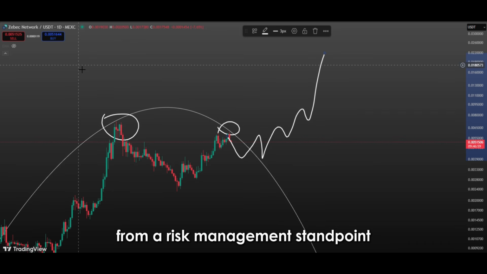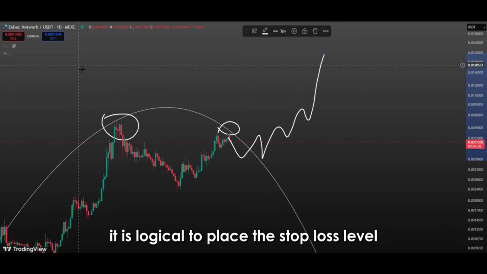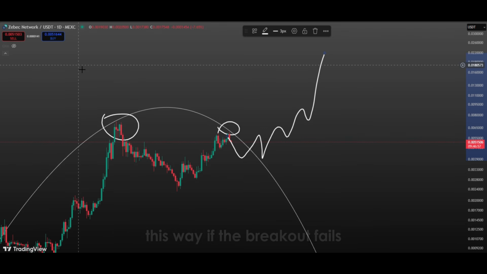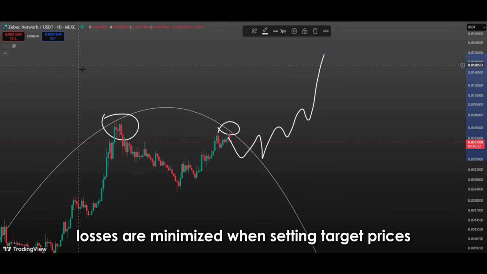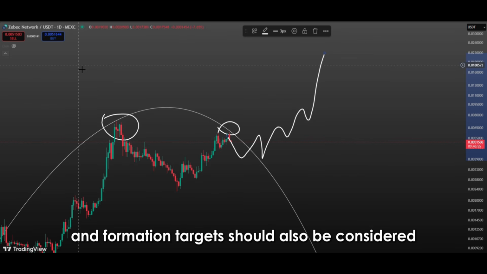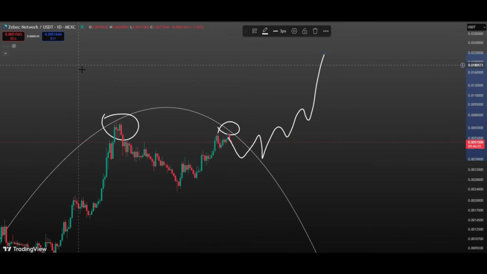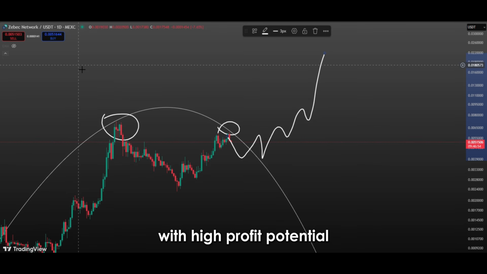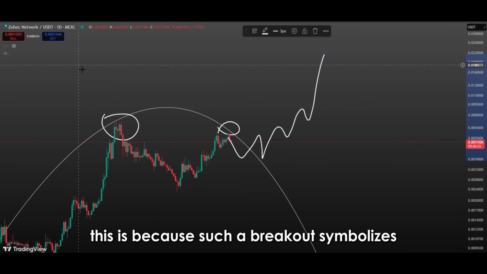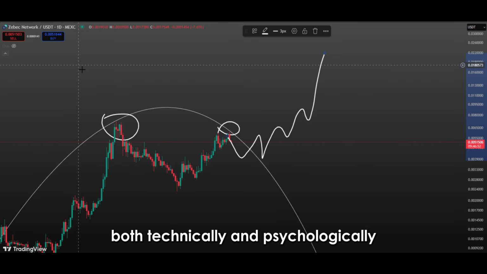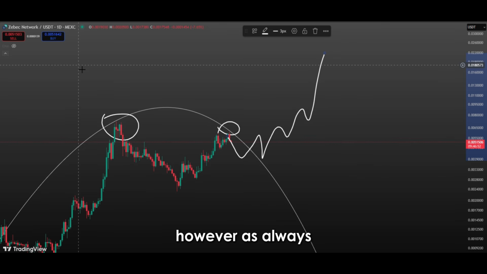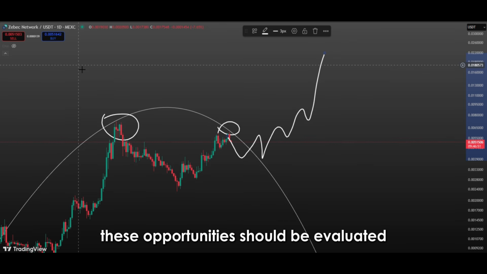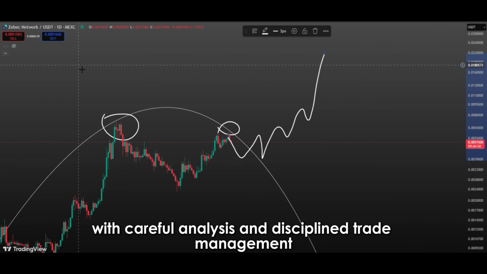From a risk management standpoint, when taking positions after breaking the descending curve, it is logical to place the stop-loss level just below the broken curve. This way, if the breakout fails, losses are minimized. When setting target prices, past significant resistance levels and formation targets should also be considered. Many successful investors view descending curve breakouts as opportunities with high profit potential. This is because such a breakout symbolizes a major change in the market both technically and psychologically. However, as always, these opportunities should be evaluated with careful analysis and disciplined trade management.